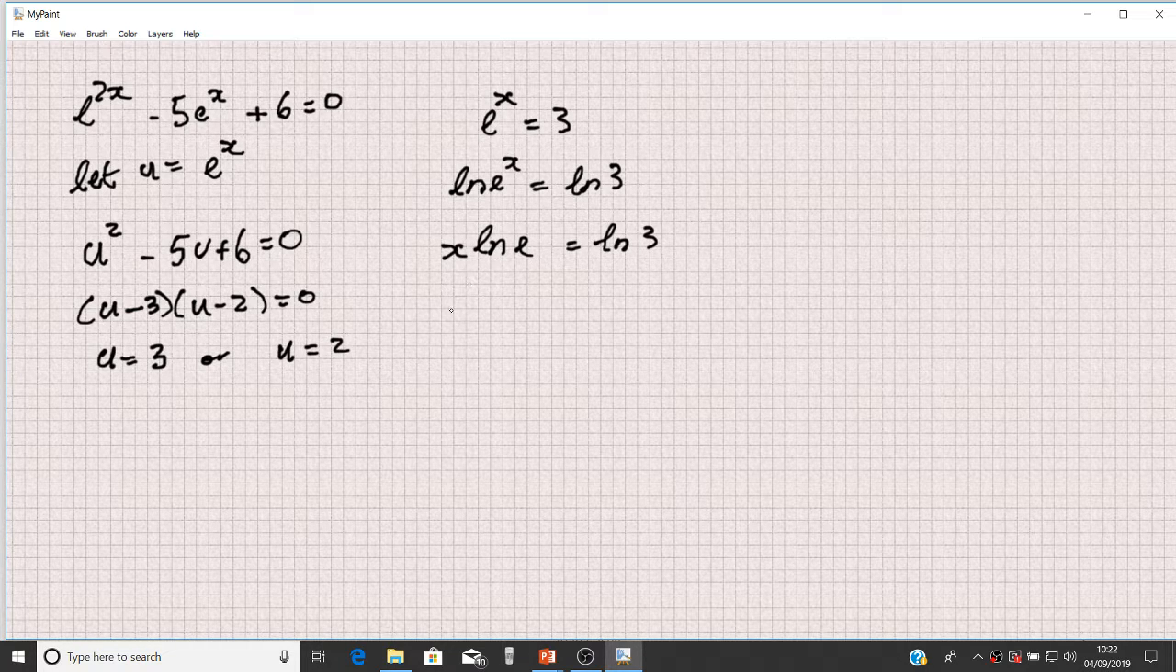But ln e is 1. ln is log base e. So log base e of e is 1. So we have x equals ln 3. So that's one solution in exact form.